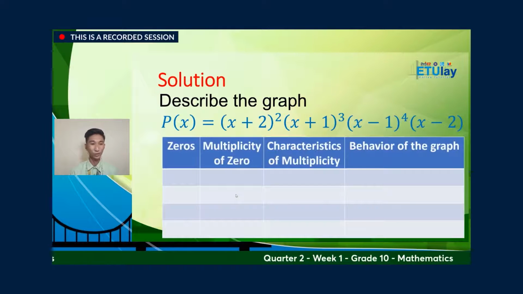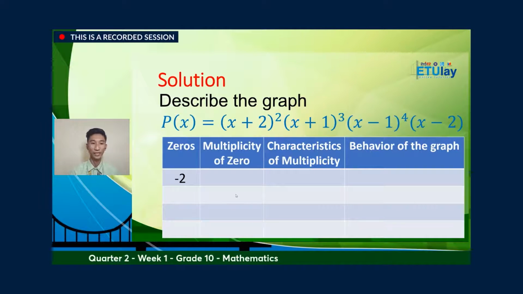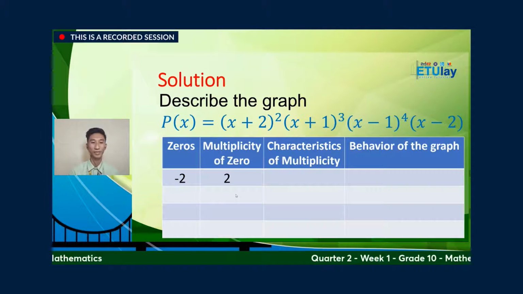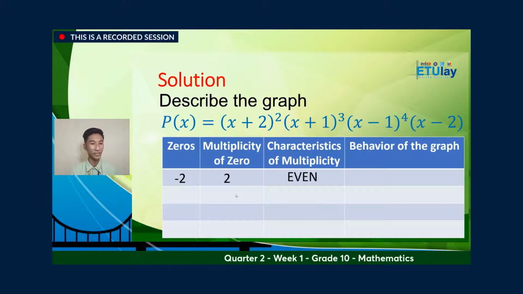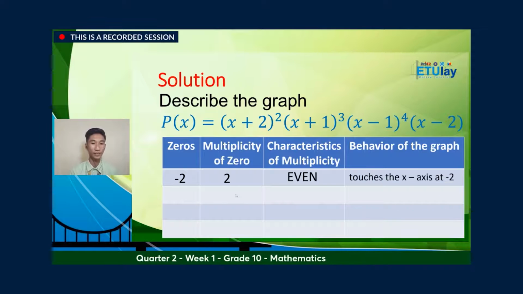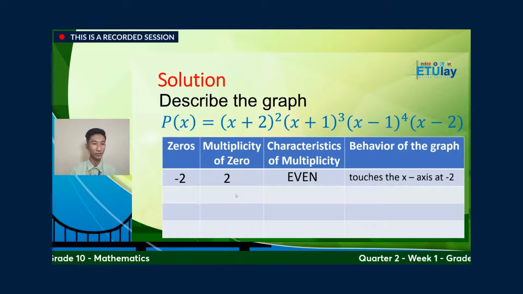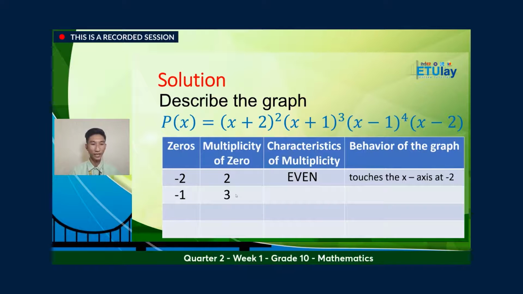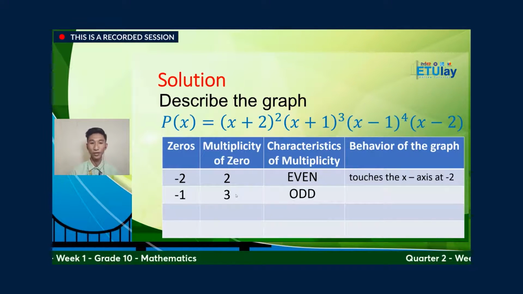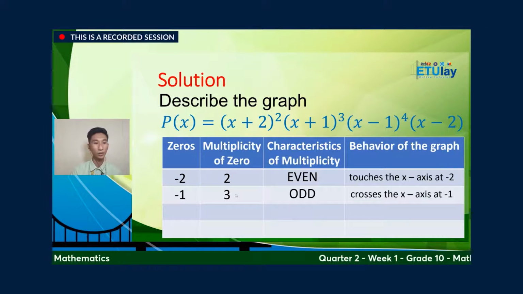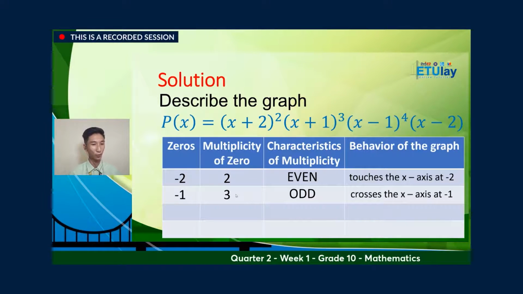Now, let us complete this table. For the first 0, it is negative 2, and its multiplicity is 2. And the characteristics of multiplicity is even. And the behavior of the graph, it touches the x-axis at negative 2. And how about the 0 is negative 1? The multiplicity of negative 1 is 3, and 3 is an odd. Therefore, the behavior of the graph, it crosses the x-axis at negative 1.